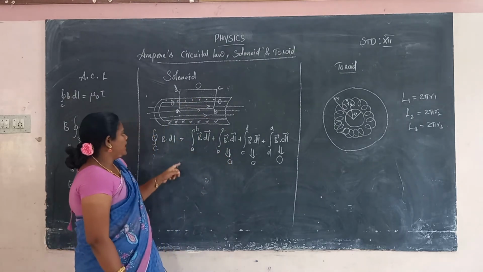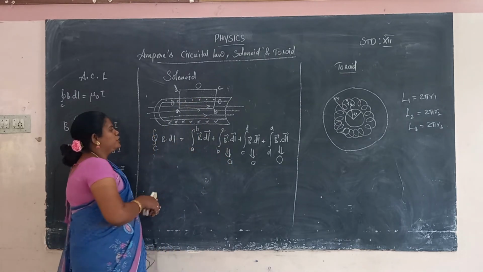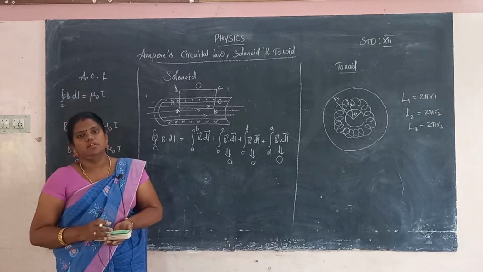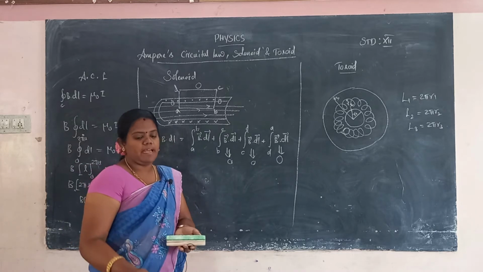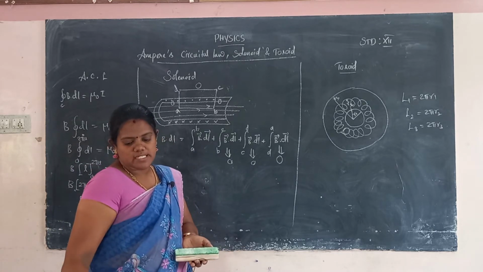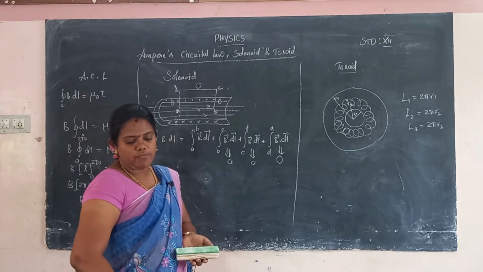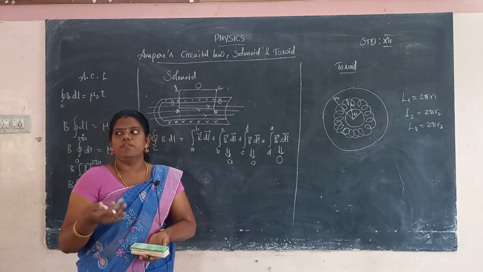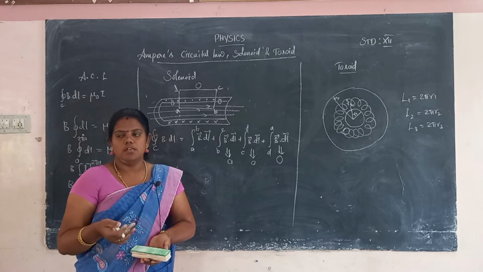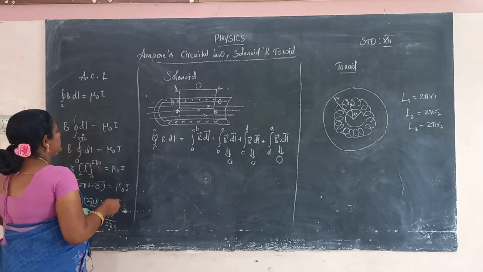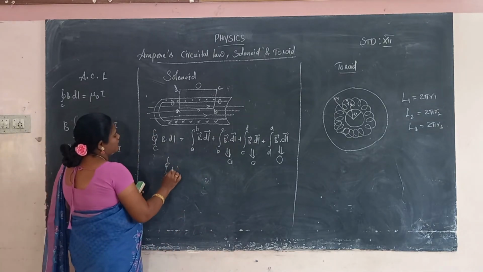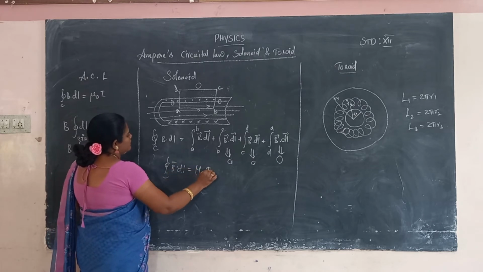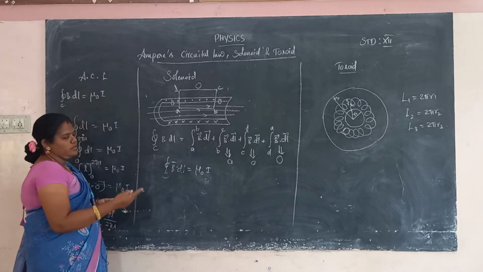Now we have to consider A to B. A to B is parallel to the magnetic field. That way we can easily calculate the magnetic induction. So for the side parallel to the magnetic field, we apply Ampere's circuital law. What is Ampere's circuital law? The closed integral of B dot dl is equal to mu naught I. So only mu naught I we have to substitute.